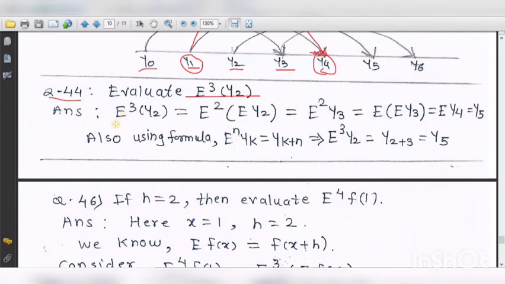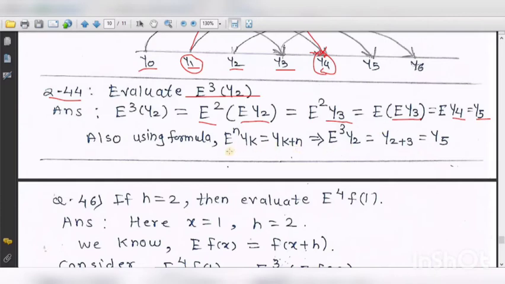So how will this E cubed y2 work? It is split as E squared applied on E y2. So what is E y2? It is y3. So it is shifted to its next value. Now it will be E squared y3. Again this E squared will be split as E applied on E y3. But what is E y3? It is y4, and finally the answer is y5.